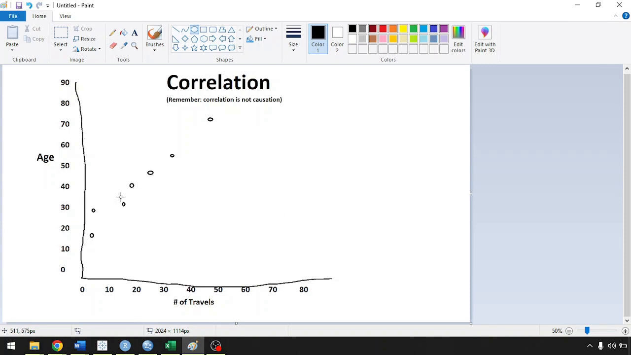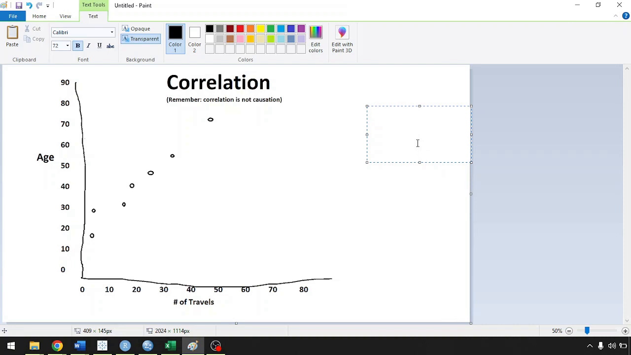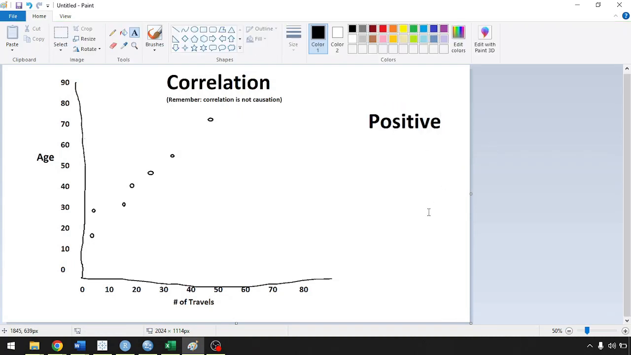As we can see on the scatter plot here, the higher the age of a person gets, the more their number of travels. For this type of relationship in statistical terms, we say it is a positive correlation. In a positive correlationship, when one variable goes high, the other variable goes high.